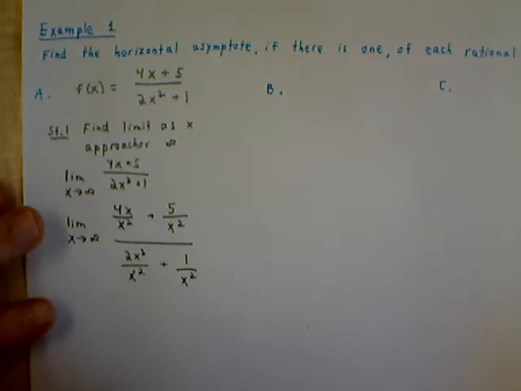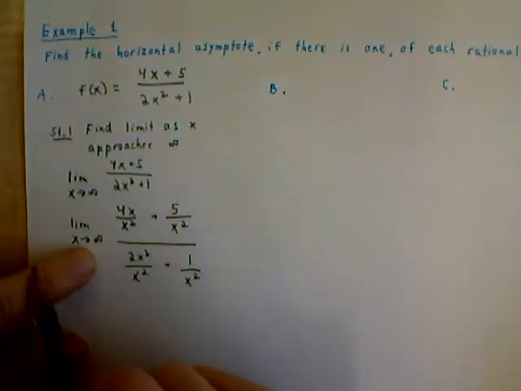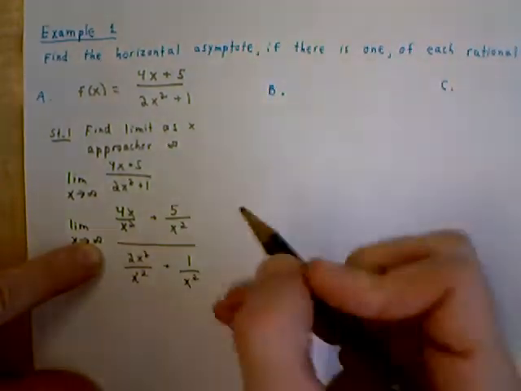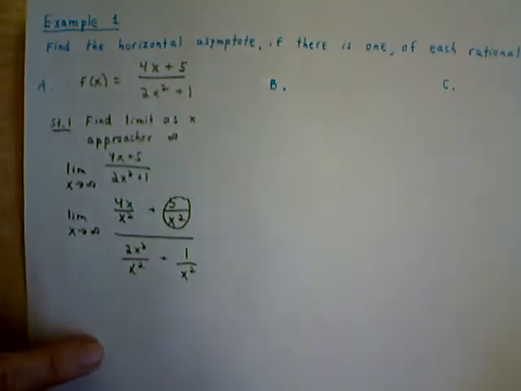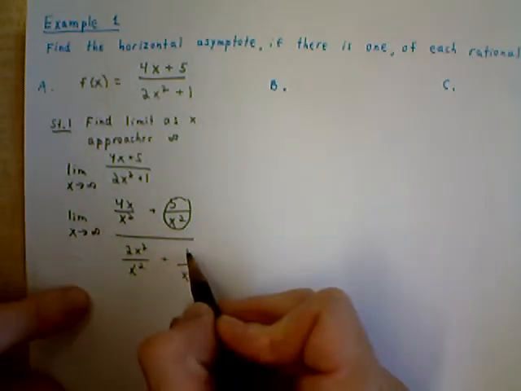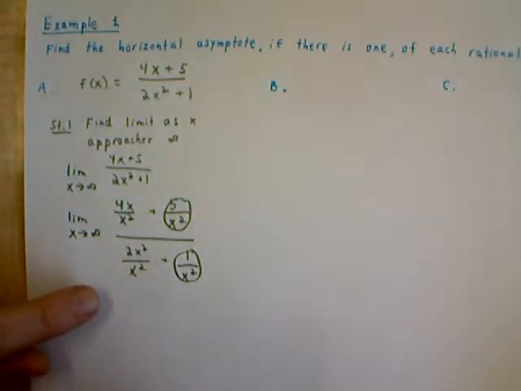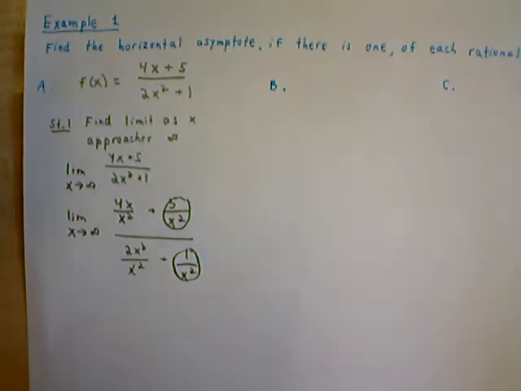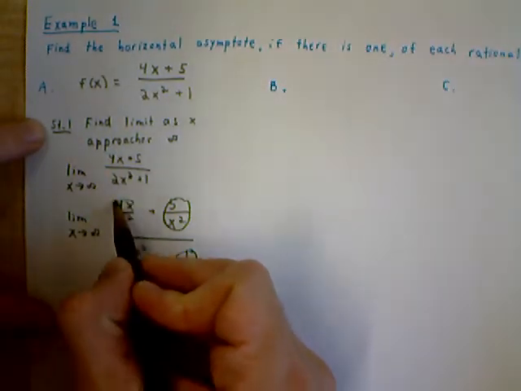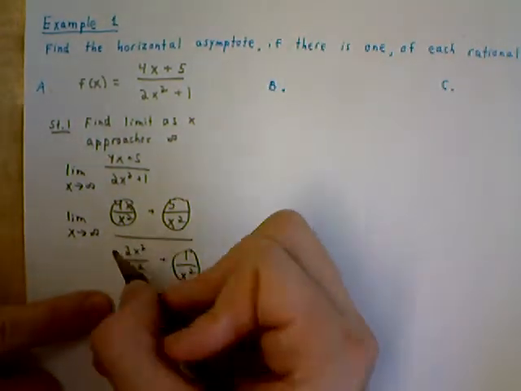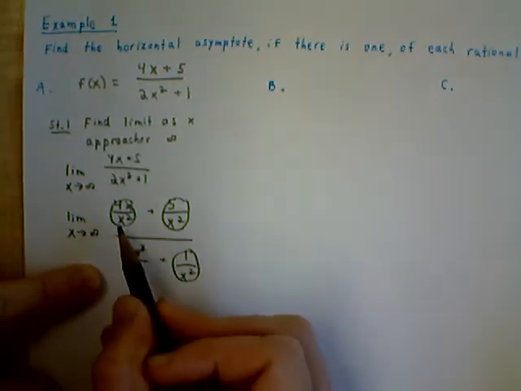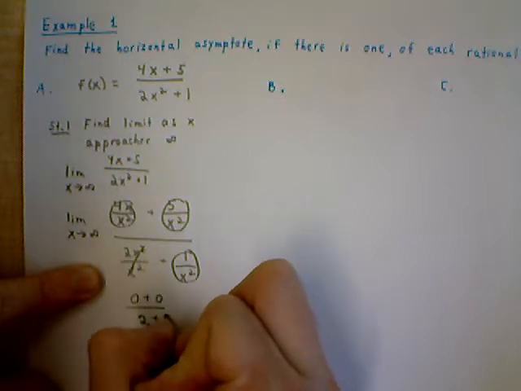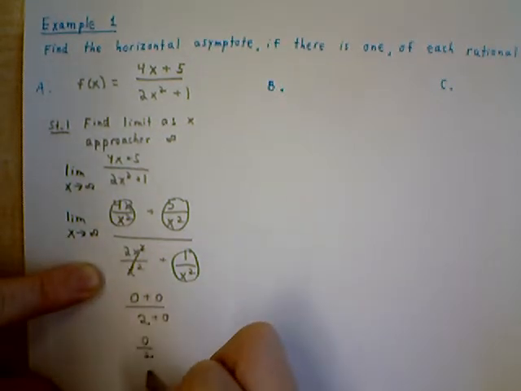Now we have to start analyzing. If I keep increasing x and put in really, really big numbers, 5 over x squared is going to go to 0. 1 over x squared is also going to go to 0. 4x over x squared is going to become 4 over x, and that's also going to go to 0. And then here, these x squareds are going to cancel, and I'm going to be left with 0 plus 0 over 2 plus 0, which is just 0 over 2, or 0.